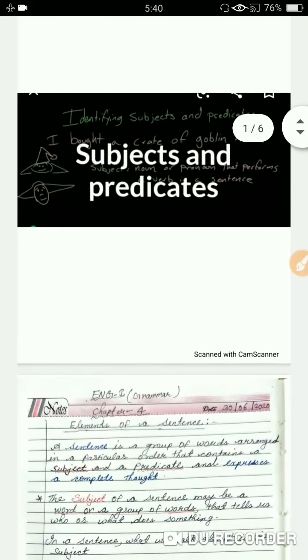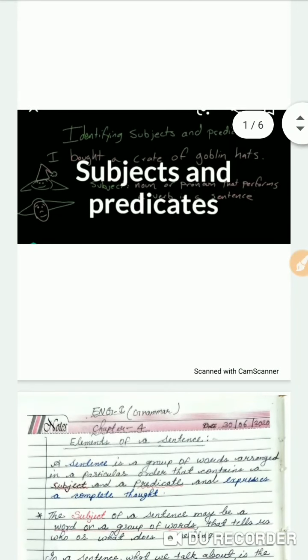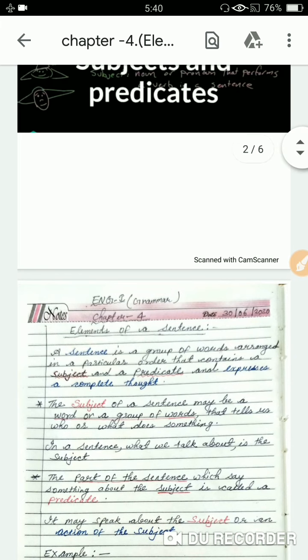So hope you have understood the subject and the predicate. Mostly we have to identify in a sentence what the subject and predicate are. The subject is that part of the sentence that we are talking about. To identify the subject, first of all we have to find out the answer to who or what the sentence is about. And the predicate is that part which contains a verb and the full details of what the subject is doing. Hope you have understood. So have a nice day.